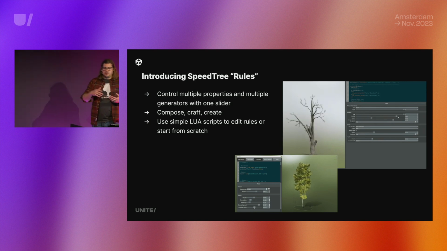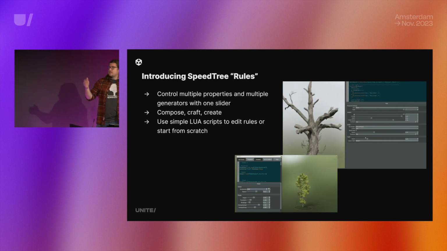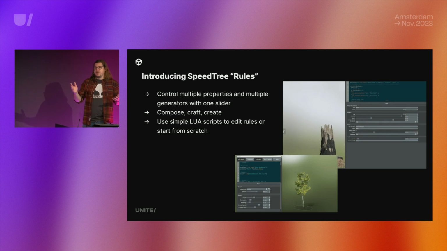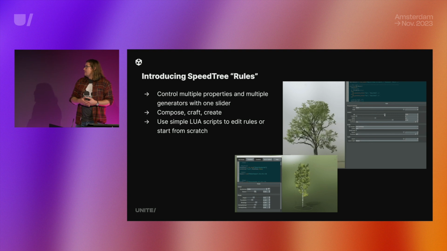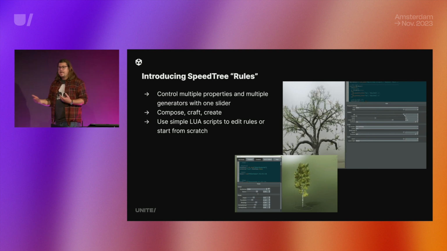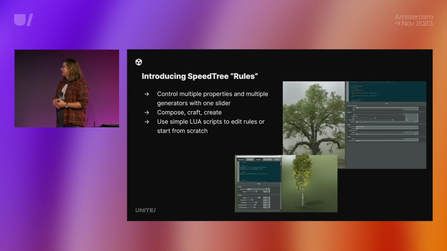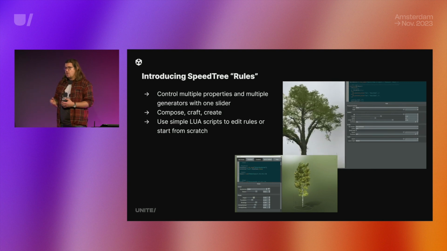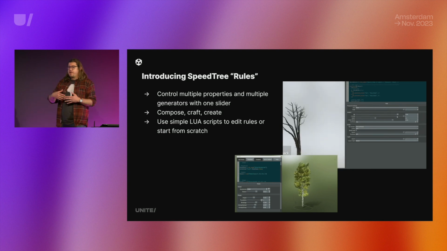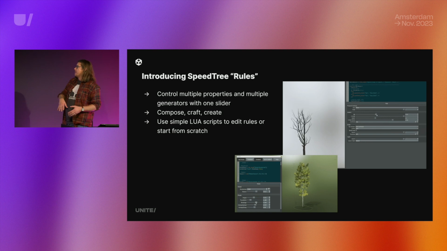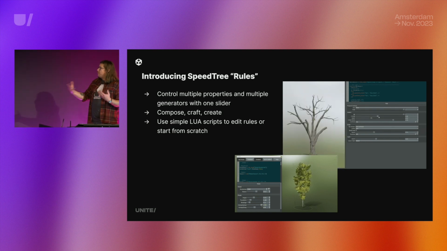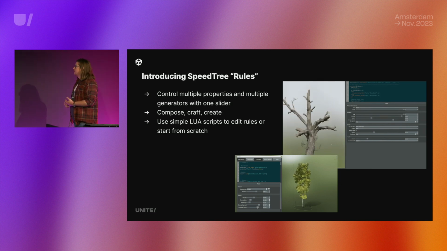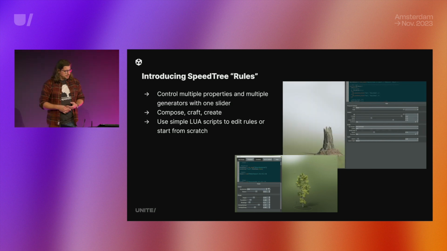That can be tied to simply one branch. It can be tied to the whole tree, so you can control 15, 20 properties all at once in one slider to simulate complex things like the age of a tree, or even things like alive and dead, or things like on fire, not on fire. Really, it's up to you to compose and craft and create new ways to work with trees. And all of this is controlled by a simple Lua script that you can edit inside the SpeedTree modeler.